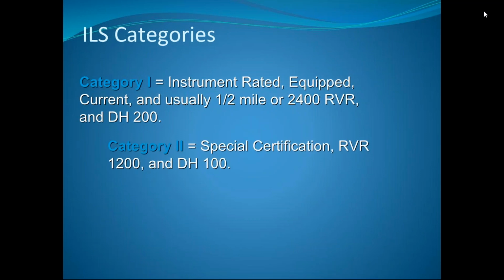When we talk about Category 2 ILS approaches, we're talking about special certifications. So the airline or the company has special certifications that allow them to use lower minimums, lower visibility, lower ceilings in order to shoot the approach. This is typically consisting of a 1200-foot RVR and a 100-foot decision height. So cut Category 1 in half and you got Category 2.